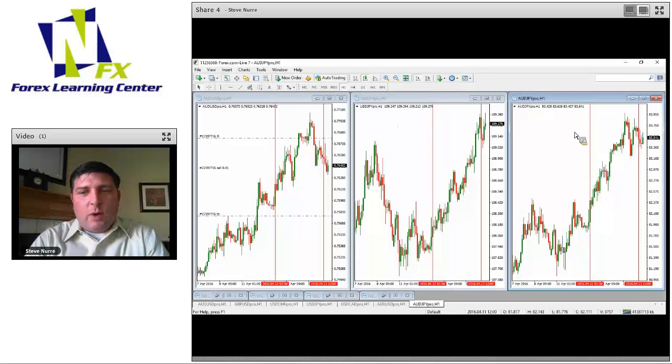So the key takeaway from this, and the reason why we generally start off when we're doing our comparison analysis by looking at the dollar, is because it's not necessary to go sifting through all those cross pair charts sometimes. Quite often you'll know what's happening with the cross pairs just by looking at the dollar pairs.